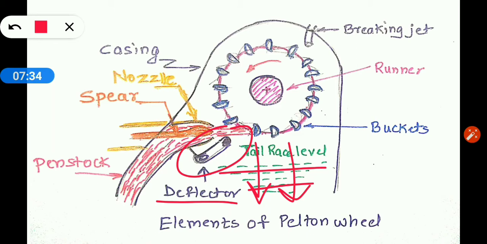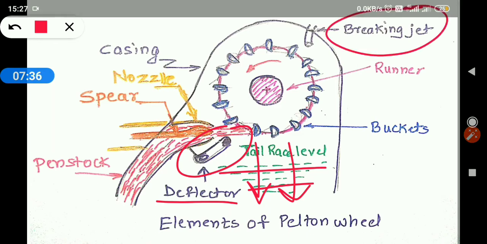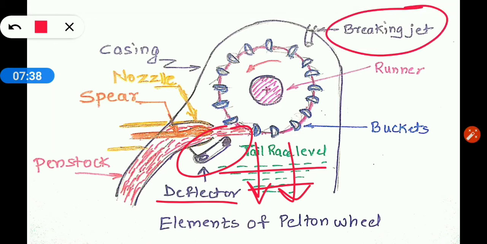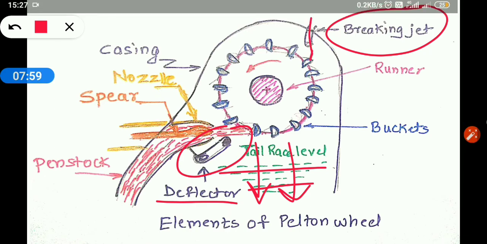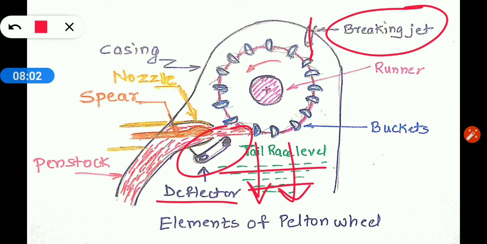Then what is the braking jet? The braking jet is used to stop the turbine. The moment you want to stop the turbine, you have to stop the supply from the penstock. But still, after stopping the supply, because of inertia, the wheel will keep rotating. So just to stop that motion, we use the braking jet. The braking jet will impinge on the back of the buckets, creating a resistive force, thereby stopping the wheel.